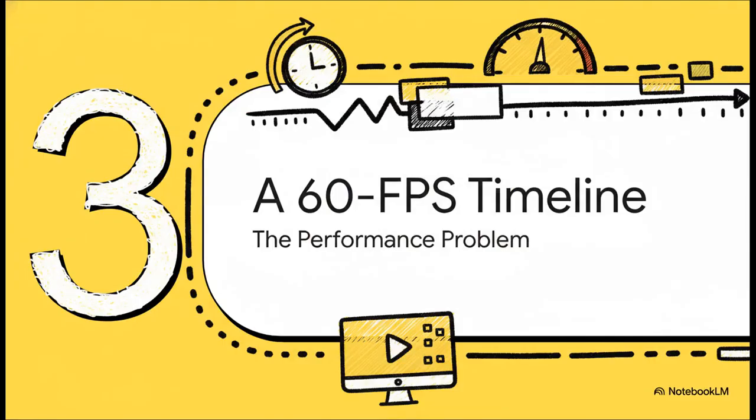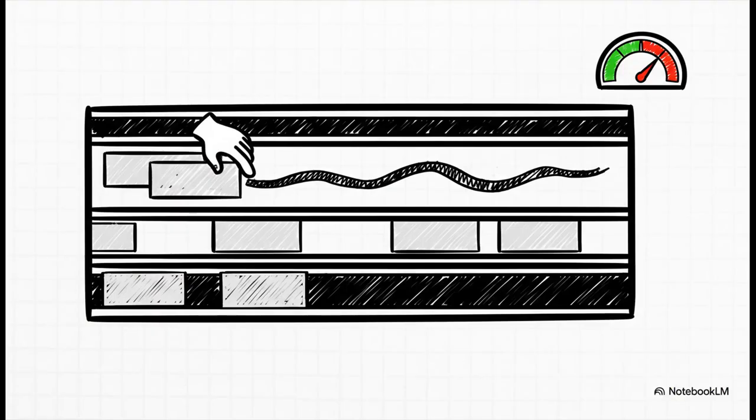So generating the video is one thing, but a real studio needs a professional interface, right? This brings us to the third big challenge: building a high-performance timeline that runs at a silky smooth 60 frames per second. For any creative tool, this is just non-negotiable. When you're dragging clips around or scrubbing through your footage, the interface absolutely cannot lag. It has to feel fluid, immediate, which means the code has to be incredibly efficient.